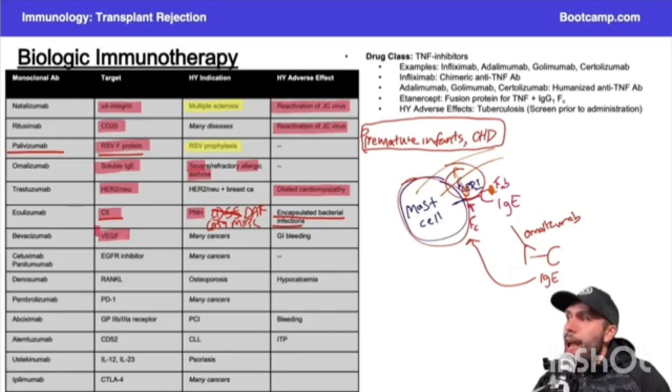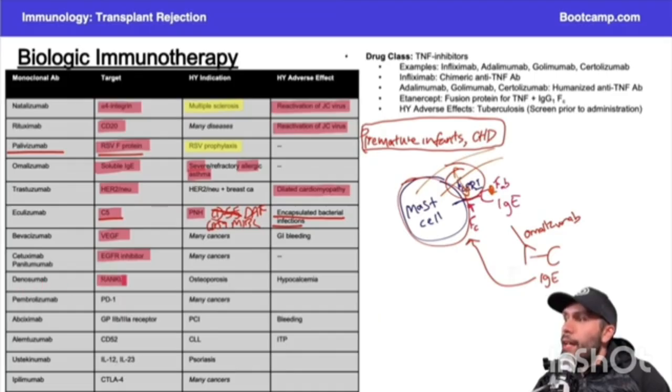It's going to target the vascular endothelial growth factor. This is classically going to be used for colorectal cancers, not particularly high yield for Step 1. And this can cause GI bleeding. Again, not particularly high yield. These two here are going to be EGFR inhibitors. Again, not particularly high yield. Just know the associated target. That's the big thing that you have to remember.